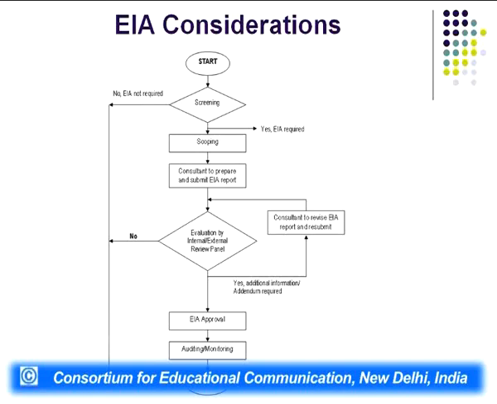If it is required, if it is resubmitted, or otherwise it goes to the agencies. From there it can be approved, and after its approval, auditing and monitoring are done, and finally the EIA is complete. It is considered to be complete. This is just a simple flow chart, but we will elaborately discuss it.